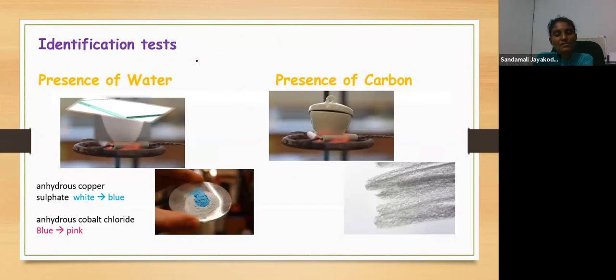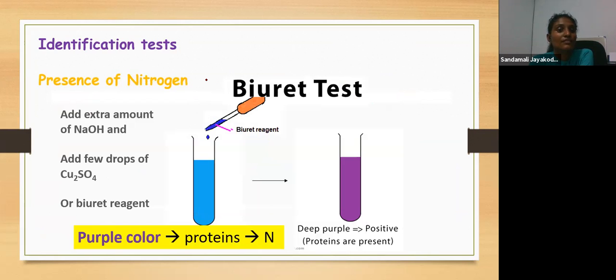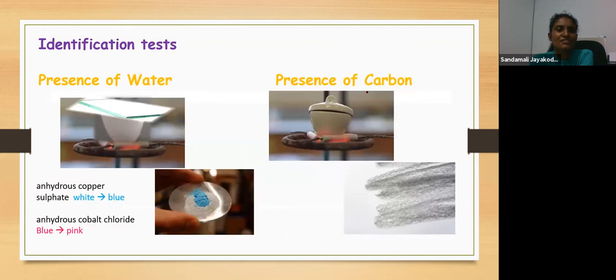And then now we have discussed the major identification tests for 3 biological molecules, except nucleic acid. We are not discussing a test for that. But when we take a food sample, we have some different methods to check whether it contains water, carbon, or nitrogen. We can test for the presence of these things by using different tests.